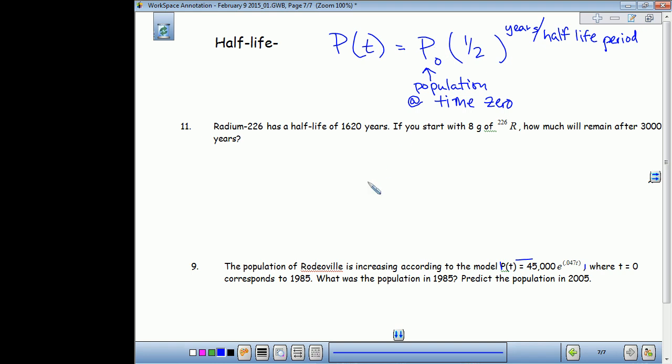Could be. Okay, so we have radium-226 that has a half-life of 1,620 years. If we start with 8 grams of this element, how much will be remaining after 3,000 years? So the population with respect to time of 3,000 years would be the initial amount, which is 8, times 1/2 raised to the number of years divided by the half-life period.